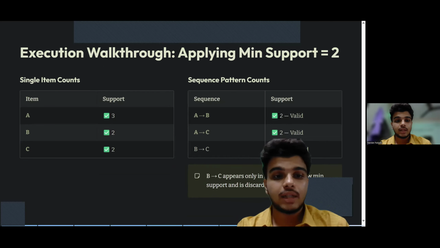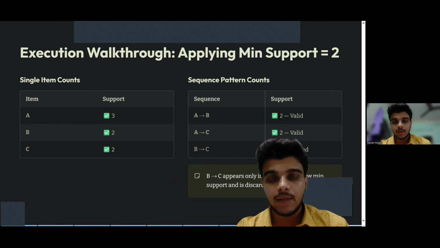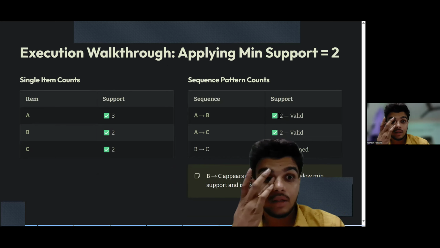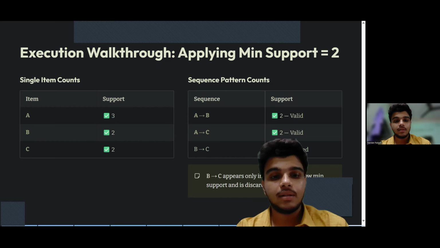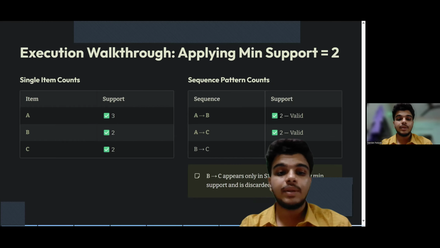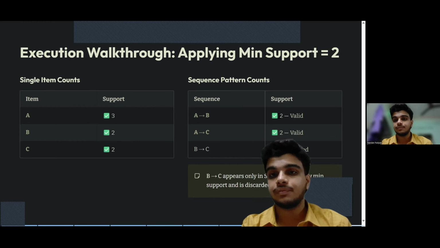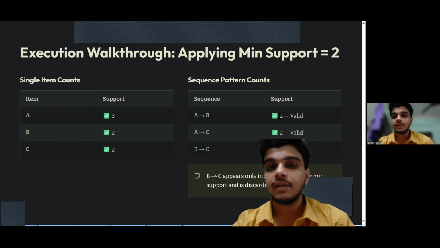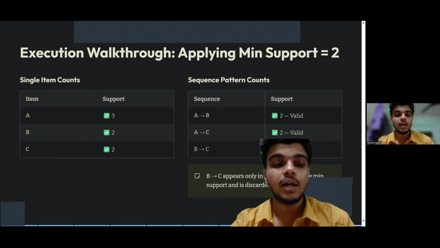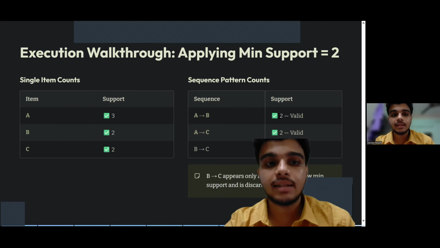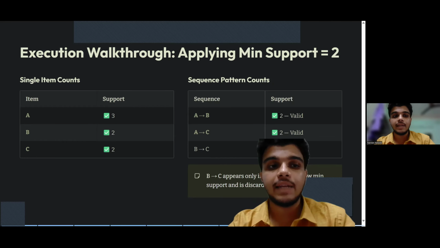A to B appears two times, A to C appears two times, and B to C appears only one time. Since B to C does not meet the minimum support, we eliminate it. So the final frequent patterns are A to B and A to C. These patterns represent the meaningful relationships in the data. Here in the given question, the minimum support is 2 and three items are given, A, B and C, and we eliminate items based on the minimum support provided.